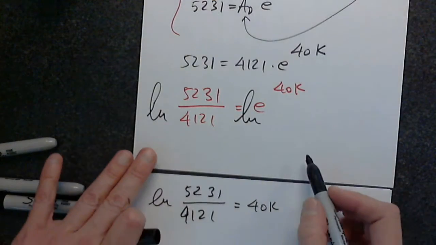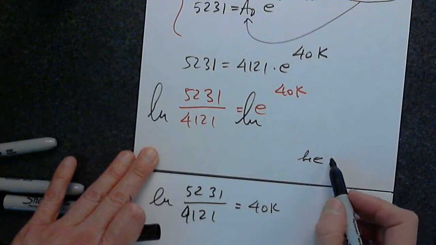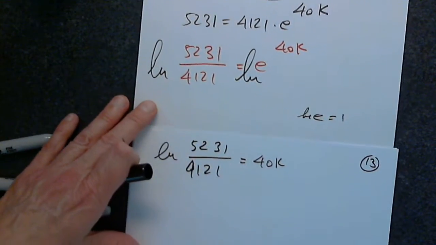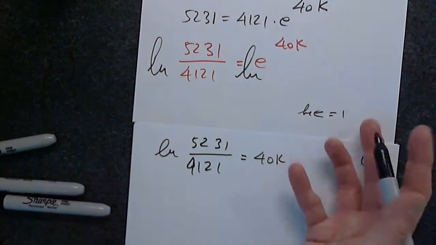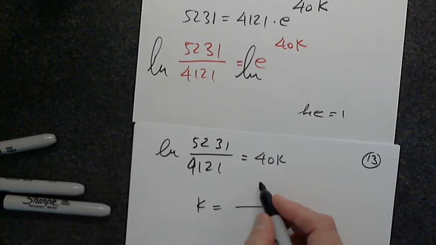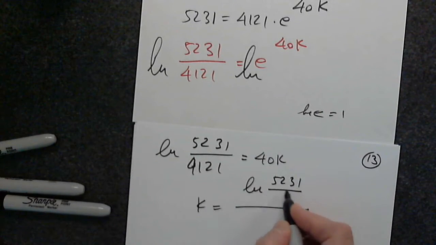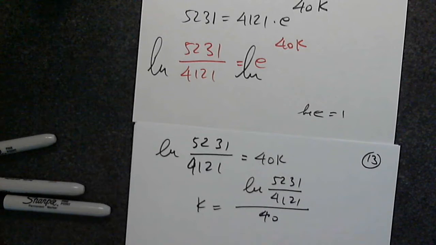And how much is natural log e? Very good. That's why we don't have to write it anymore. So I should write here natural log e, but it's 1. So then k equals natural log 5231 over 4121, over 40. I recommend for growth rate or radioactive decay rate, 4 digits after the decimal. So natural log 5231 divided by 4121, and I divide by 40.